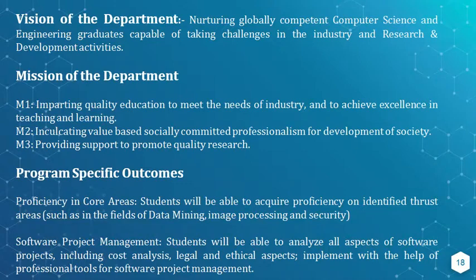Proficiency in core area: the student will be able to acquire proficiency in identified thrust areas, like data mining, image processing and security. Another outcome is software project management: the student will be able to analyze all aspects of a software project including cost analysis, legal and ethical aspects, and implement with the help of professional tools for software project management. So these are the outcomes related to the department under the UG program.